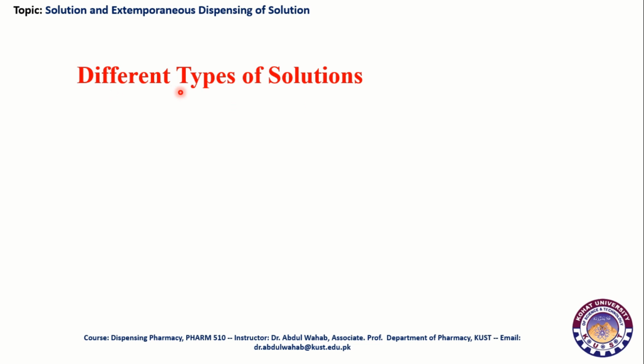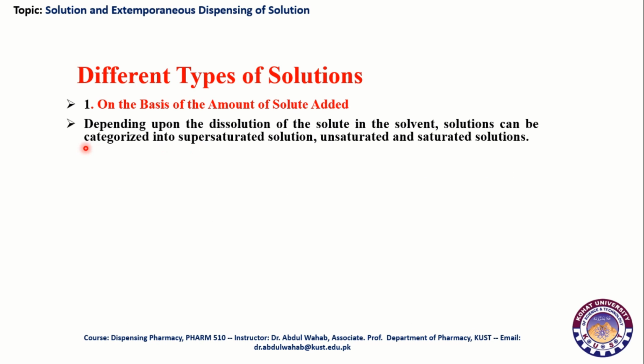Different types of solutions. First of all, we will give the different types of solution on the basis of the amount of solute added. Depending upon the amount of solute in the solvent, solutions can be categorized into supersaturated solution, unsaturated solution, and saturated solution. So these three types of solutions are on the basis of the amount of solute added.